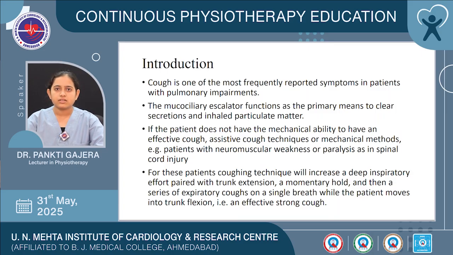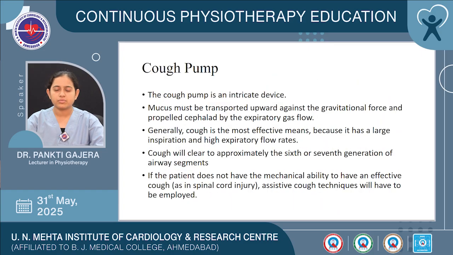For these patients, an effective cough involves a deep inspiratory effort paired with trunk extension, a momentary hold, and then a series of expiratory coughs on a single breath while the patient moves into trunk flexion. That is an effective strong cough, which a normal individual can do, but patients with neuromuscular weakness cannot do properly.